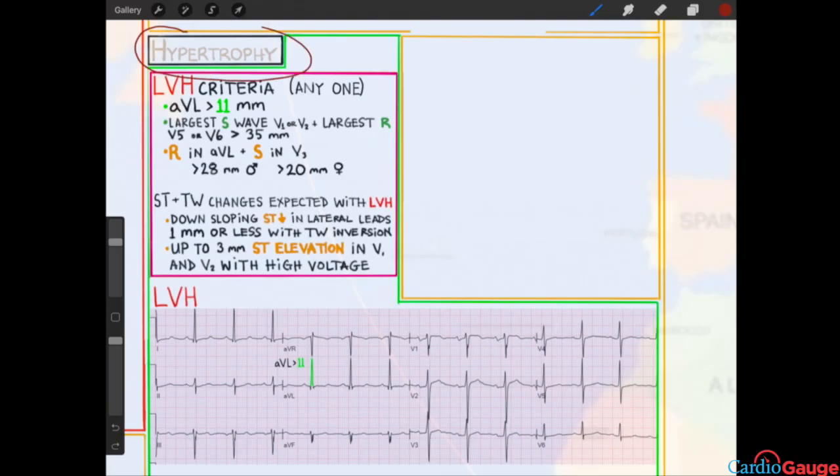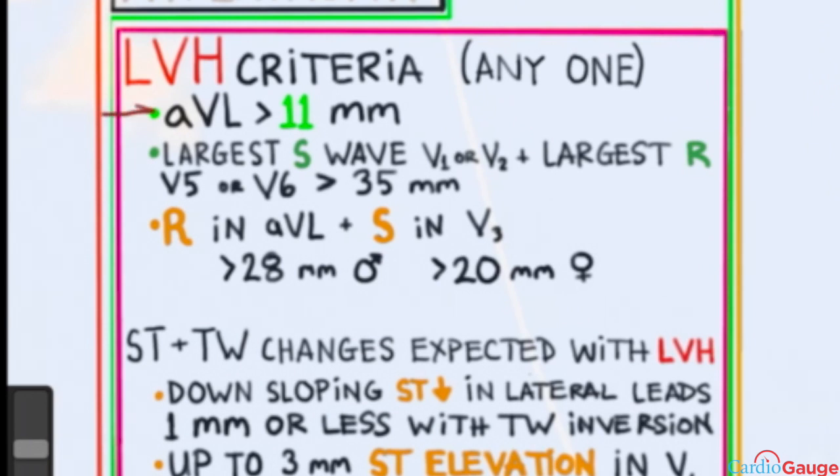Now we're going to do hypertrophy. We're going to start with left ventricular hypertrophy criteria. That's LVH. And there are a bunch of different criteria. I basically just remembered this one and this one for EKG boards, and that was enough for me. And then I included this one because this is supposed to be the most accurate diagnostically for predicting the presence of LVH. I don't find that necessarily to be true in my clinical practice, but that's what the science says.